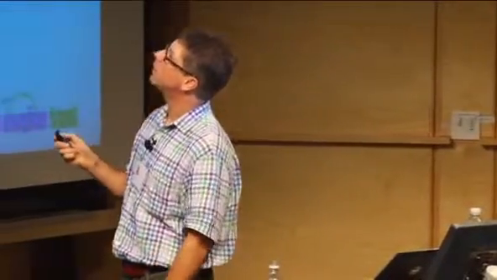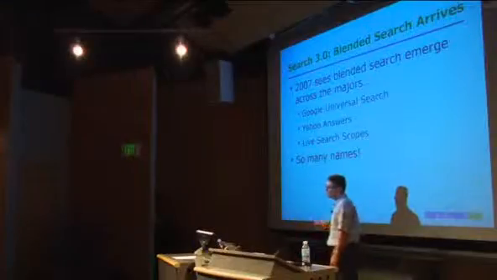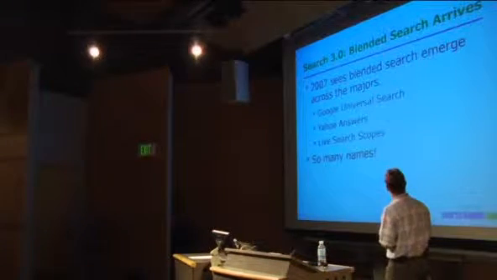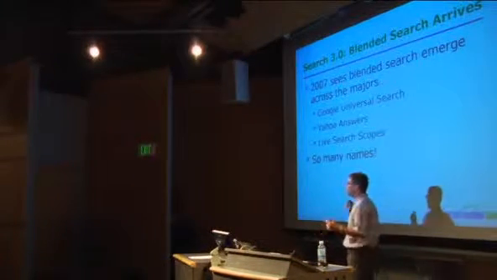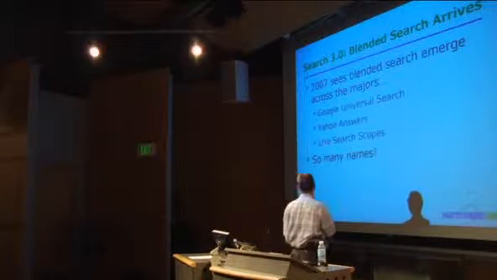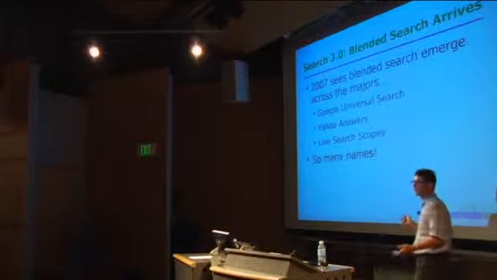We had blended search come across all the major search engines like this. They all had different names for them. Google came along, they called it universal search. I used to have Ask up there, but who cares? So I just took them out to shorten up the slides. And then Yahoo came along, and they kind of call it Yahoo Answers, as I'll explain a bit more. And Live doesn't even know their own name, much less what they want to call their blended search, right?